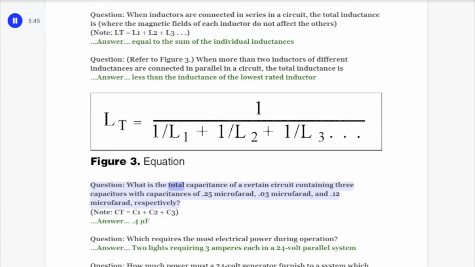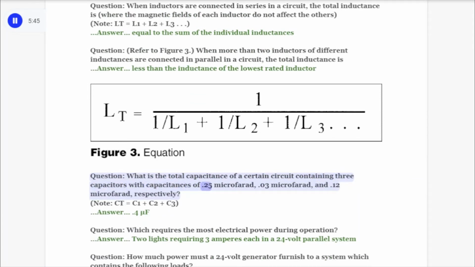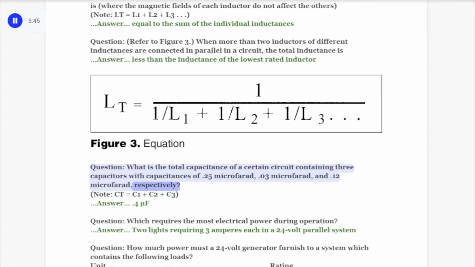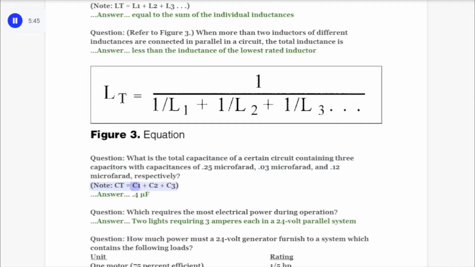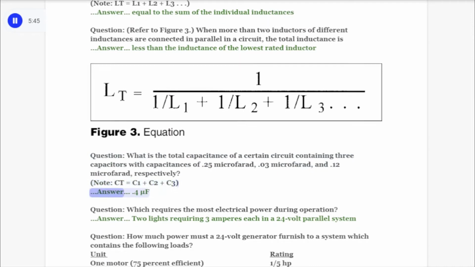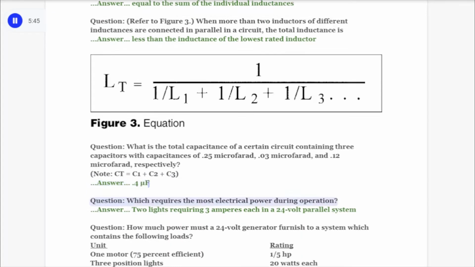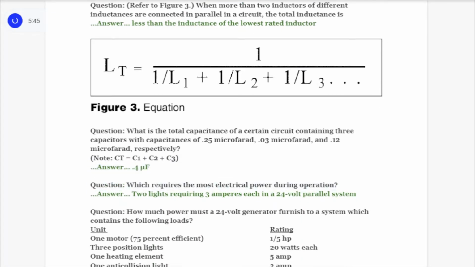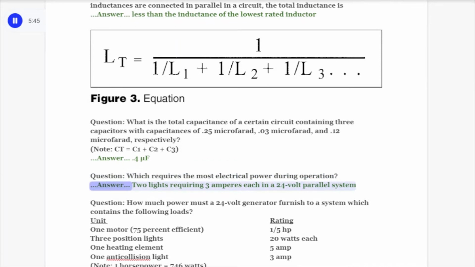Question. What is the total capacitance of a certain circuit containing three capacitors with capacitances of 0.25 microfarad, 0.03 microfarad, and 0.12 microfarad, respectively? Note, CT equals C1 plus C2 plus C3. Answer. 4F. Question. Which requires the most electrical power during operation? Answer. Two lights requiring 3 amperes each in a 24-volt parallel system.